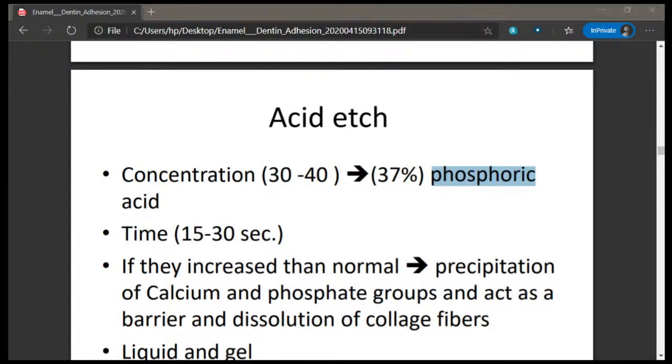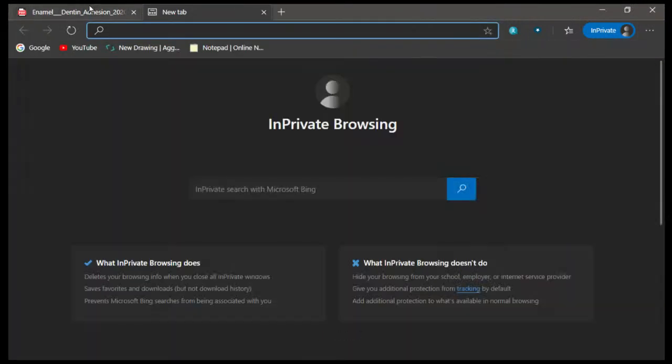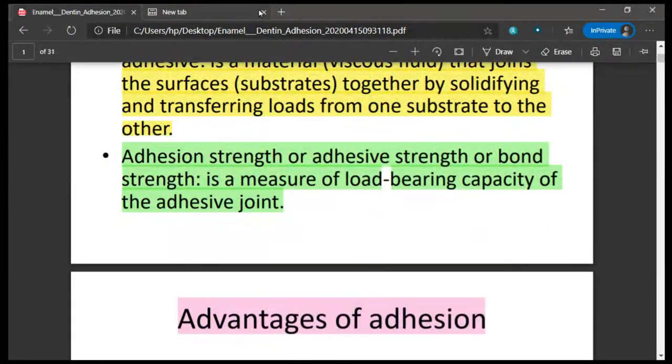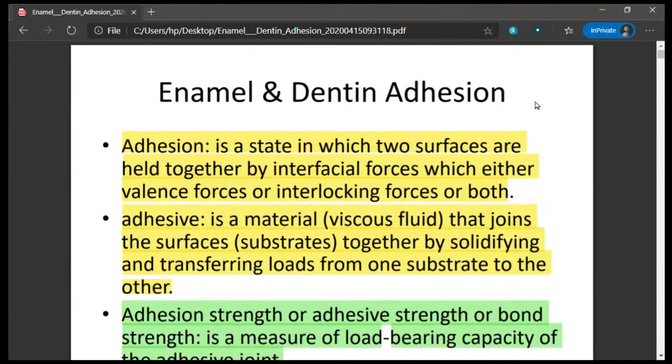Thanks for joining us in this lecture, and we will finish this lecture right away. We learned much information about the materials and the bonding, enamel and dentin bonding.